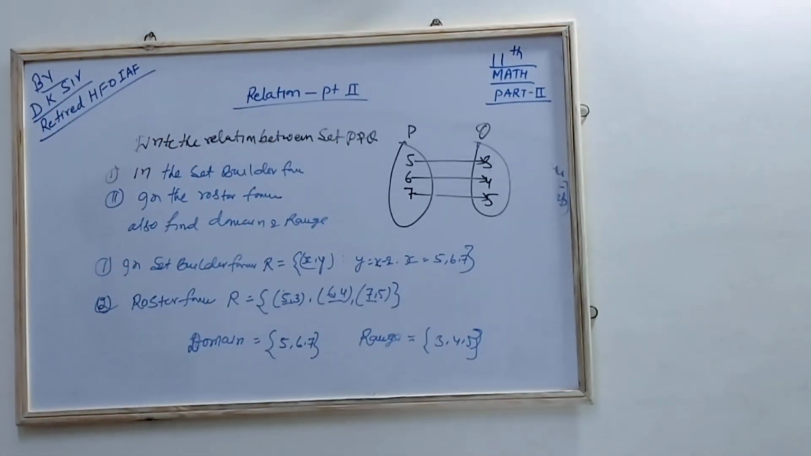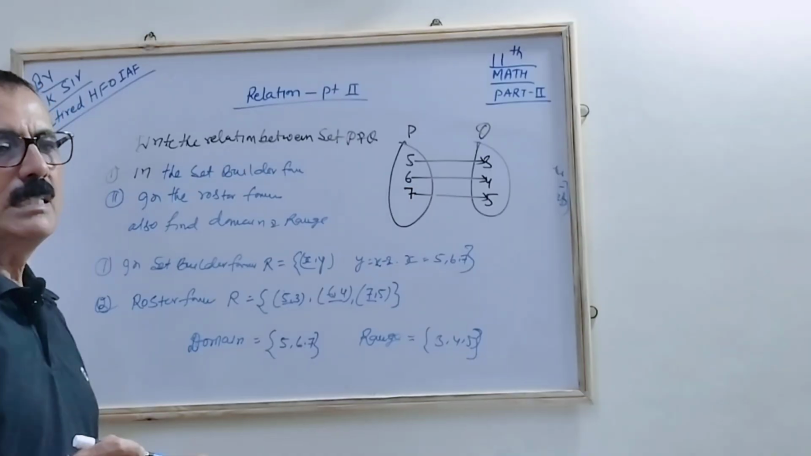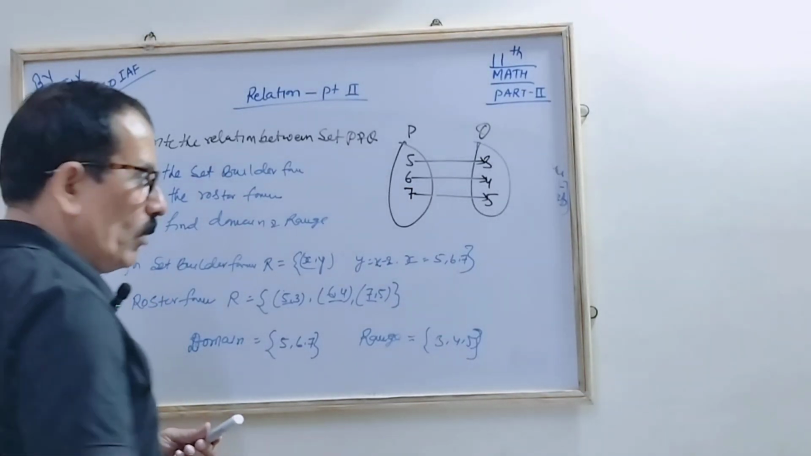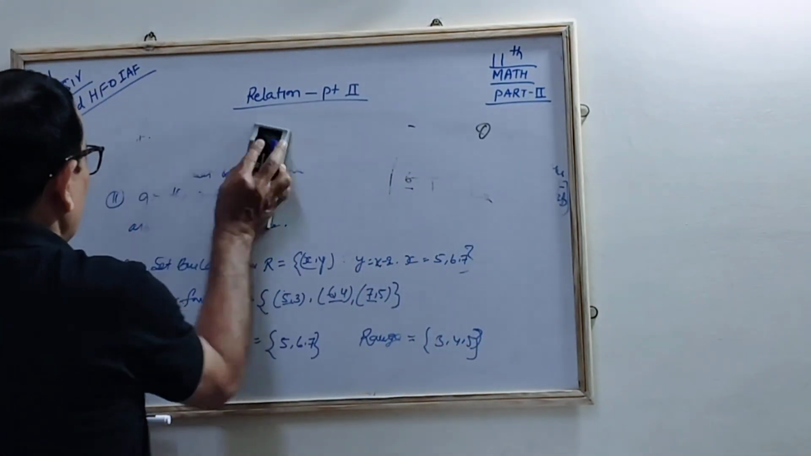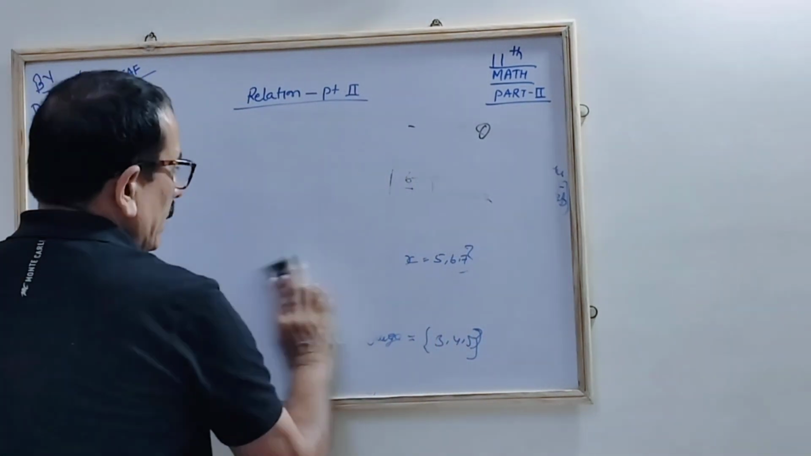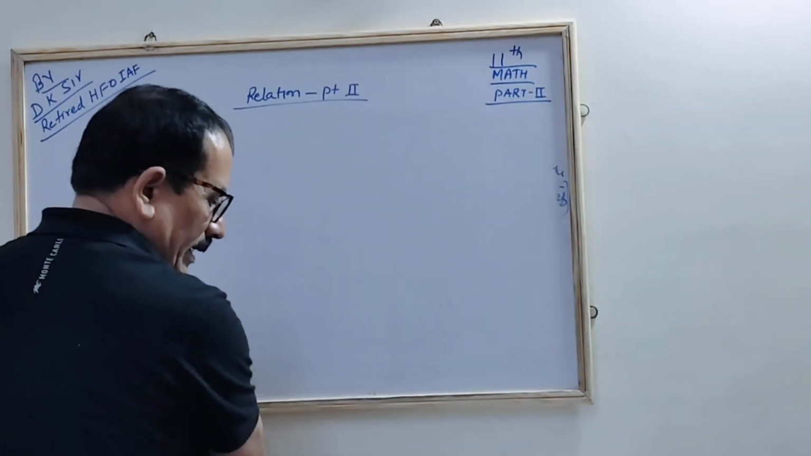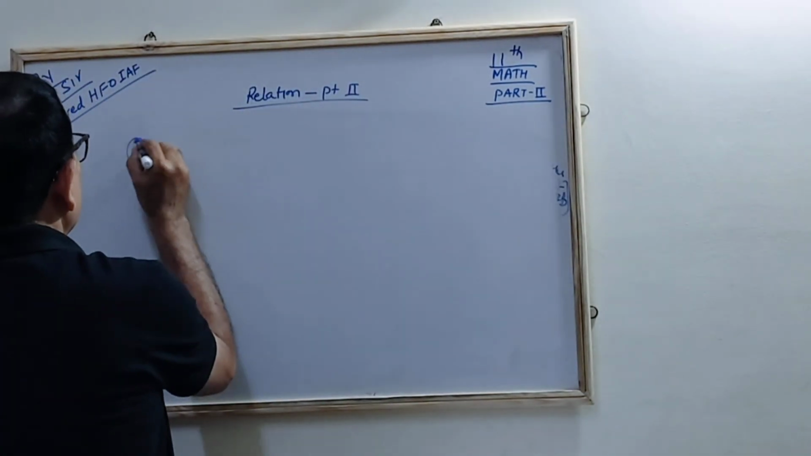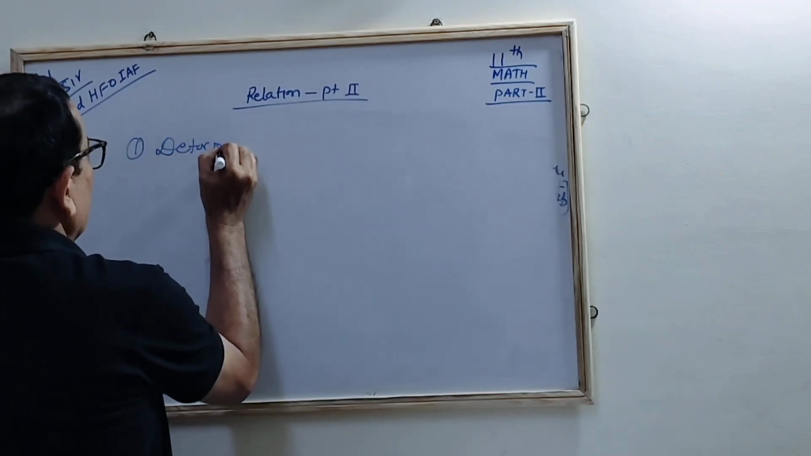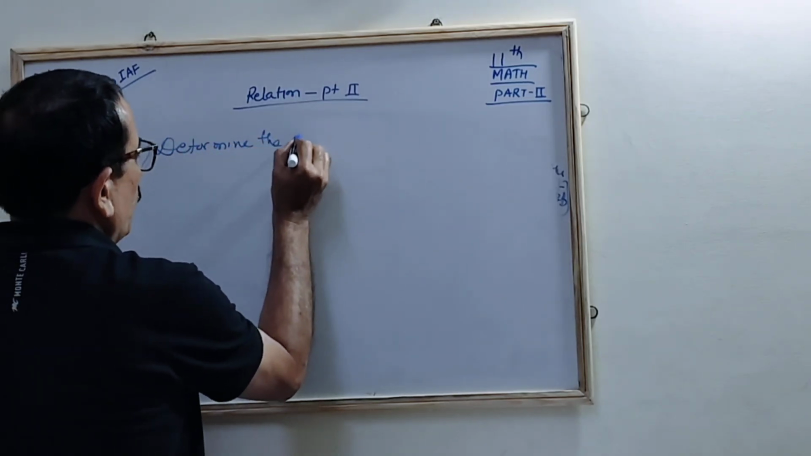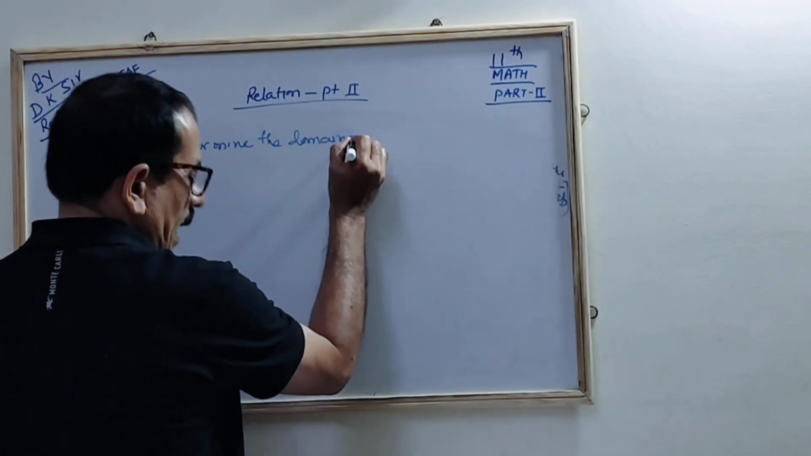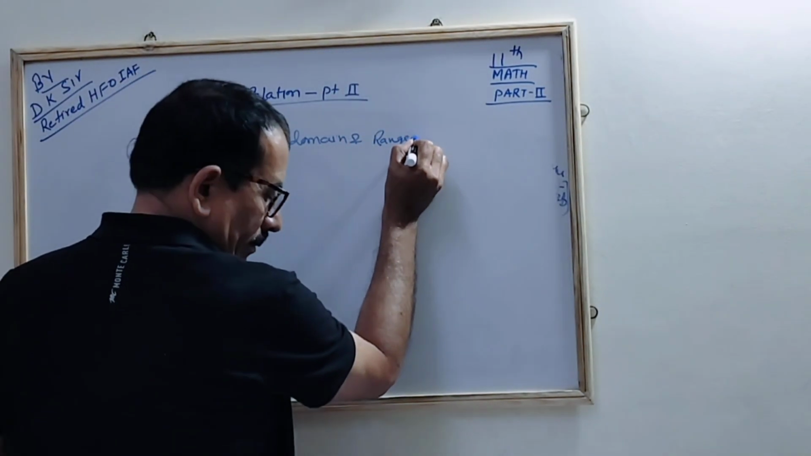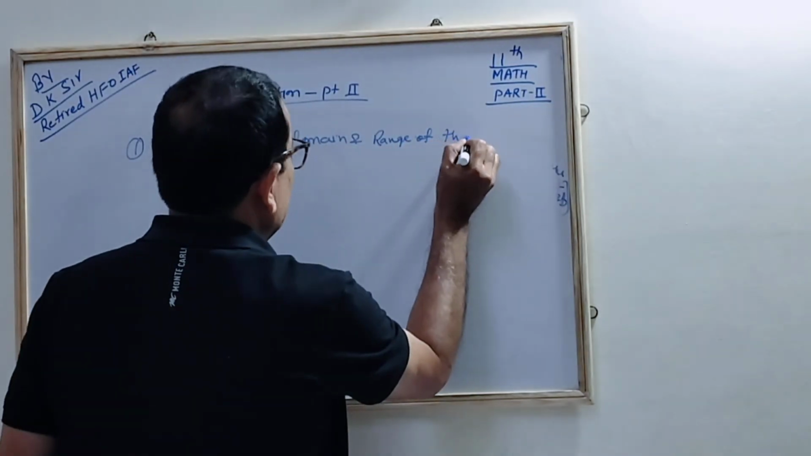You can easily find the domain and the range in the syllabus chapter 2.2. We will see one more example. Suppose they are asking you to determine the domain and range of the relation.